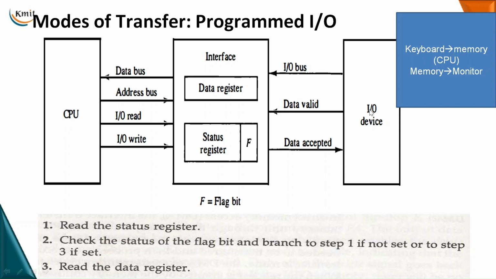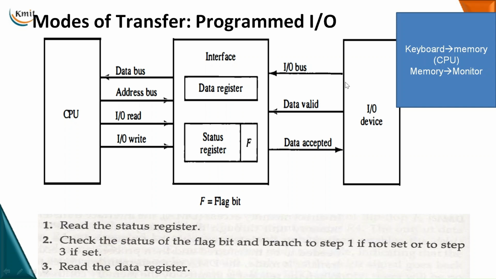The peripheral device or the keyboard places that data onto the data bus, and it will enable the data valid signal. Whenever a data valid signal is enabled, it is an intimation to the interface unit of the corresponding peripheral device that valid data is placed on the data bus or IO bus. Whenever the interface unit identifies the enable of the data valid line, it will copy the corresponding information from the IO bus and place it into one of its registers called the data register.